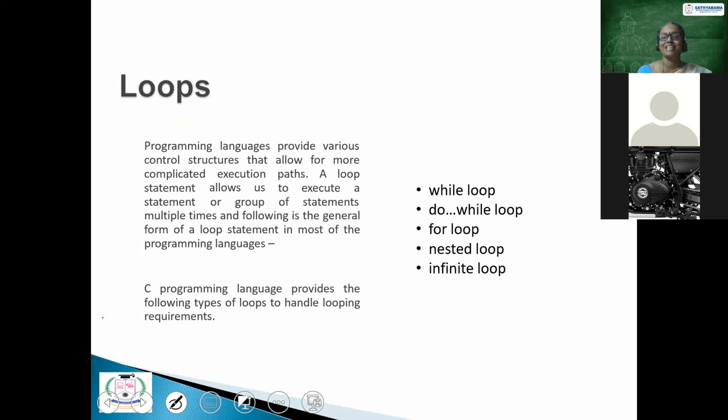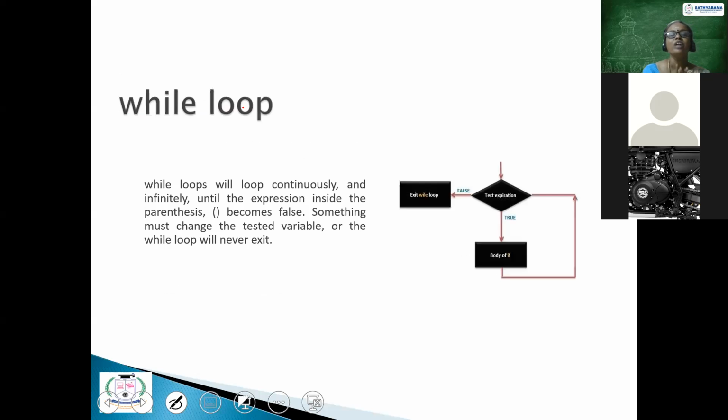Okay, and after control statements, the next one we are going to enter is loops. I think you all know while loop, do while loop, for loop, nested loop, infinite loop, all these statements we are going to see. So while loop, we all know what is while and do while. What is the main difference between while and do while? One difference, that's very important.